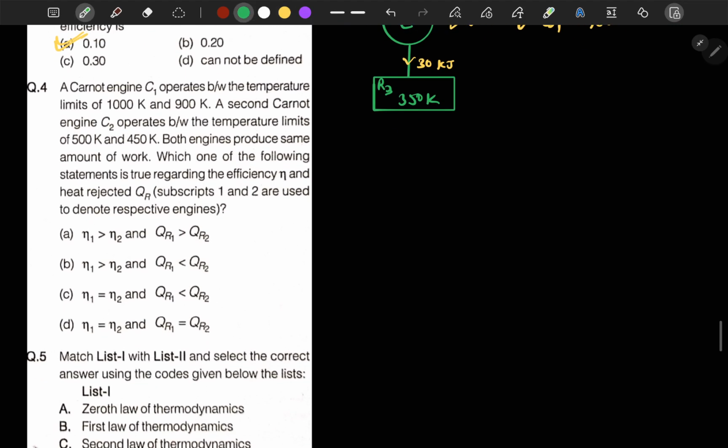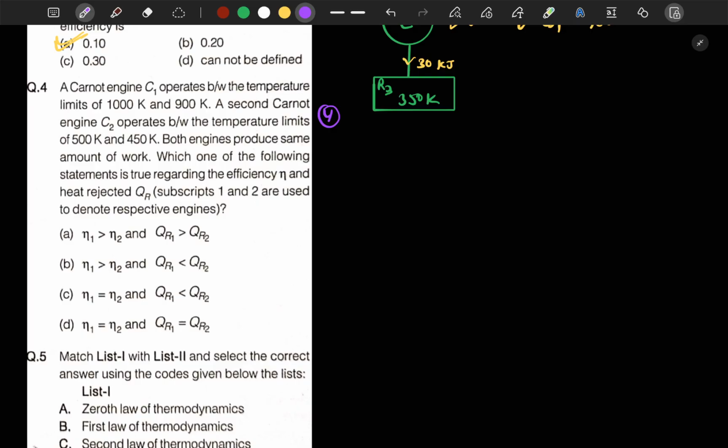Next we will be discussing question number 4. It is mentioned that Carnot engine C1 operates between temperature limits of 1000 Kelvin and 900 Kelvin. The second Carnot cycle C2 operates between temperature limits of 400 and 450 Kelvin. Both engines produce the same amount of work. Which one of the following statements is true regarding the efficiency and heat rejection of 1 and 2?